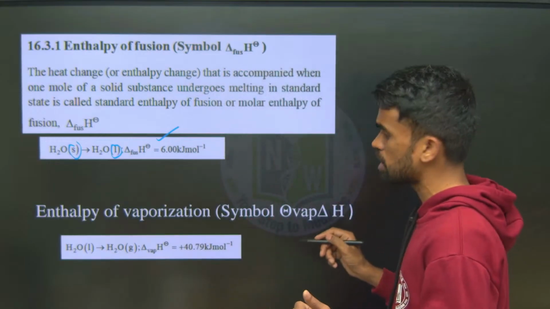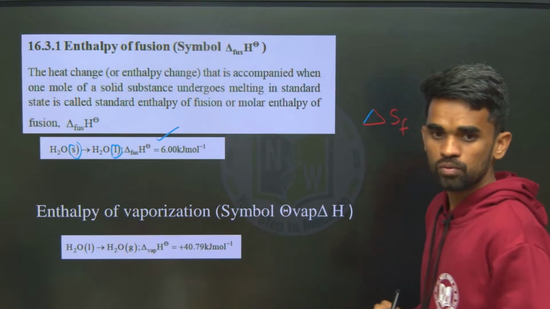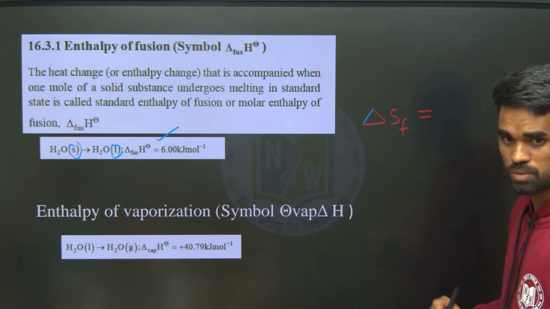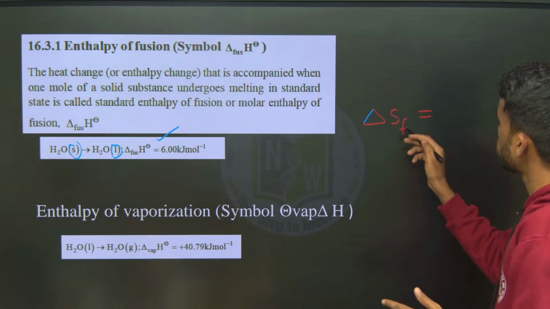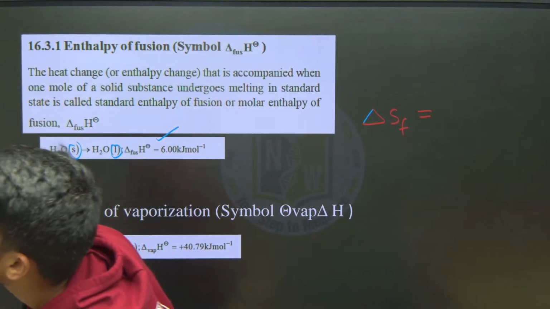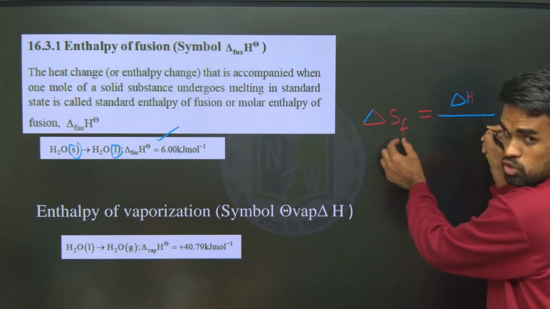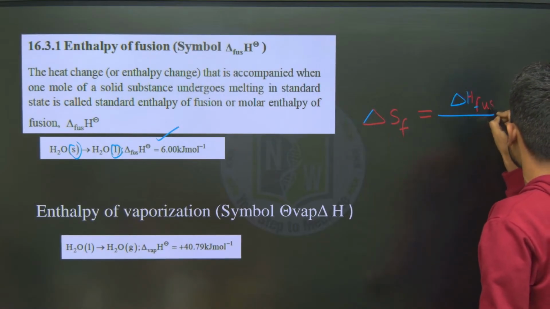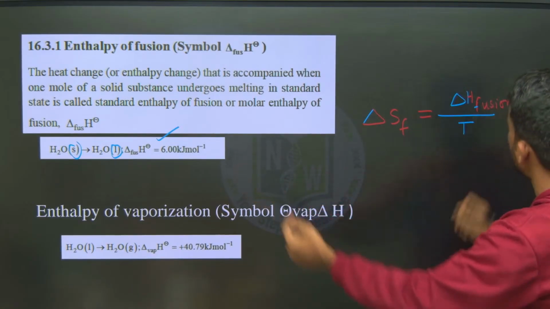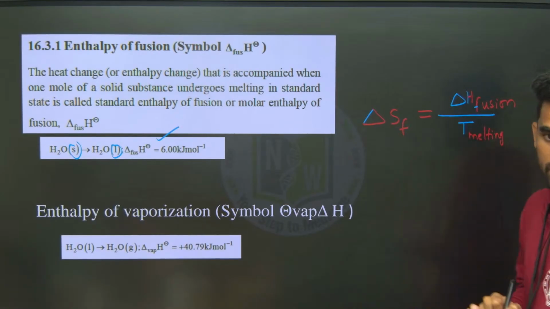Now there is one more term called entropy. If they ask for entropy of fusion, what should you take? I will tell you again, we will have a detailed discussion, but you can interlink the formula here itself. Entropy of fusion means enthalpy of fusion divided by T, the temperature. For conversion from solid to liquid, what is that process? Melting, right. So T is the melting point.